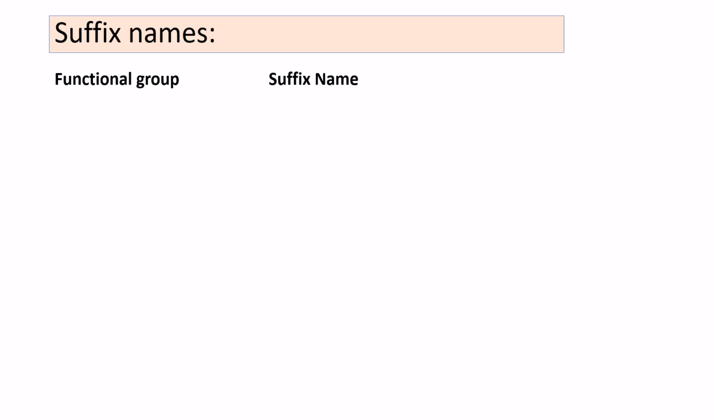Suffix name is used to identify the functional groups present in the compound. Now we will see suffix names for different functional groups. For carboxylic acid functional group, the suffix name is oic acid. For alcohol functional group, the suffix name is ol. For aldehyde functional group, the suffix name is al. For ketone functional group, the suffix name is one.